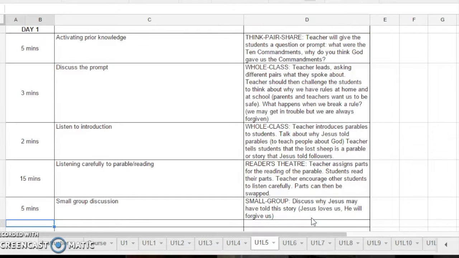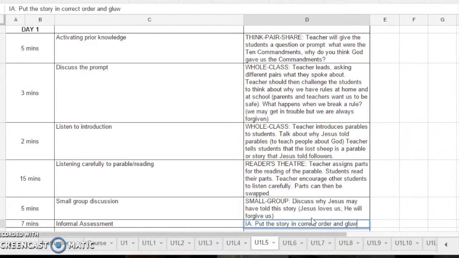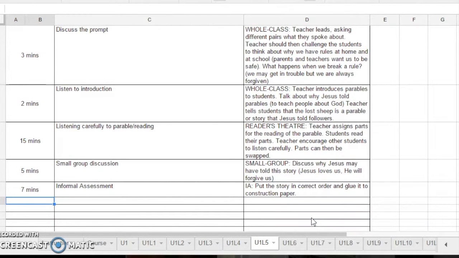And lastly, I will do an assessment for, let's say, 7 minutes. Just to switch it up a bit, instead of an exit card, I'm going to have the students put the story in correct order and glue it onto a construction paper. And that can be my day 1.